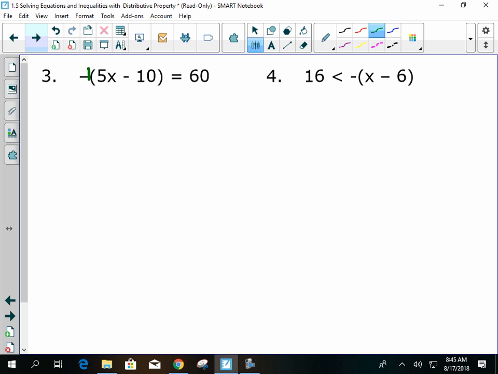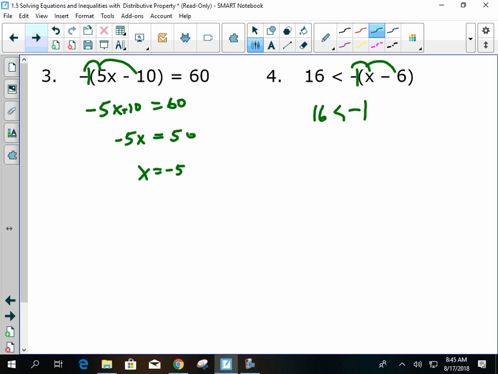Right here, this is a negative 1. I have to distribute a negative 1. Negative 5x plus 10 equals 60. And then you can solve from there. Negative 5x equals 50. X equals negative 5. Same thing here. If you don't see a number, there's a negative 1.